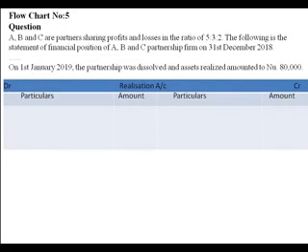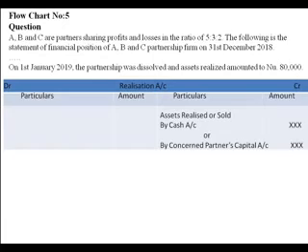Let's see. Realization of assets should be taken in two forms. The first form, the business is getting money; the assets are sold for cash. Another form is that assets are taken over by the partner. That way, assets realized should be taken in two forms. One is by cash, another one is taken over by the partner.